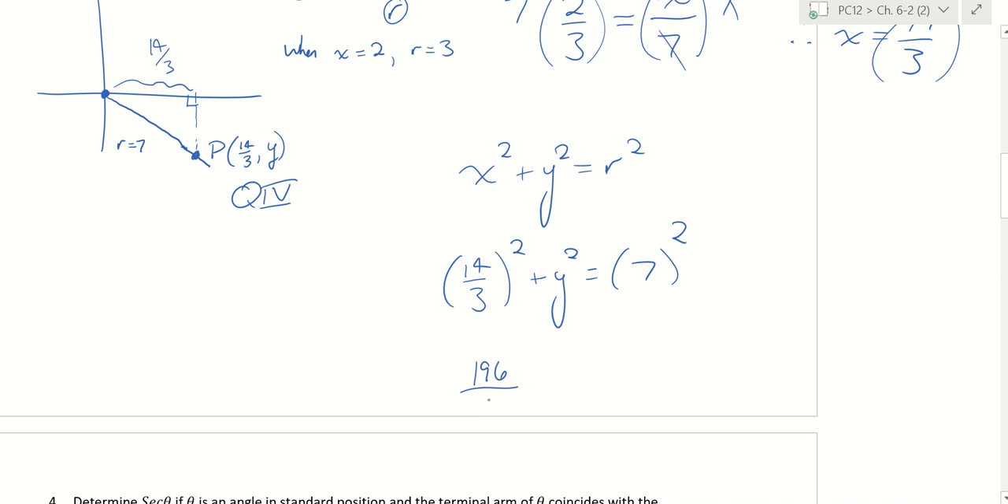And 3 times 3 is 9, plus y squared equals 7 squared, which is 49. Now we want y, so we're just going to subtract 196 over 9 from both sides. So minus 196 over 9, minus 196 over 9.